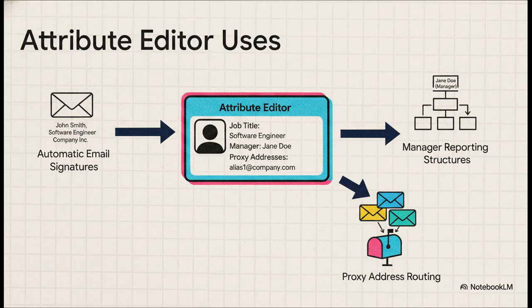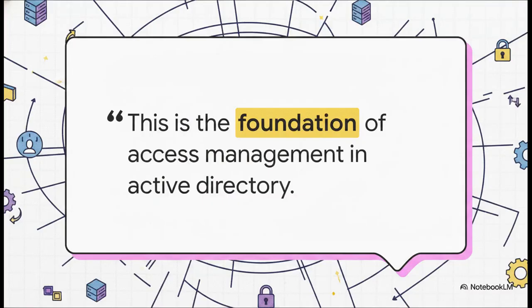For example, adding job titles and departments lets other software generate uniform email signatures for the whole company. Filling in the manager field is actually what builds those fancy organizational charts you see inside Microsoft Teams. You can even set up proxy addresses, allowing one person to seamlessly receive emails from multiple different aliases in a single inbox. So, let's wrap this up.